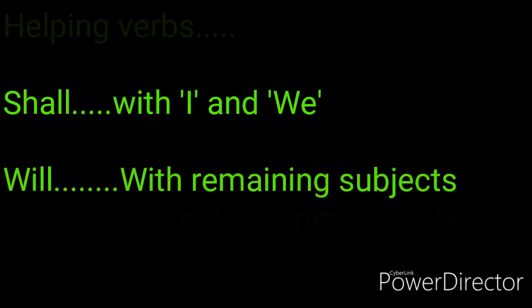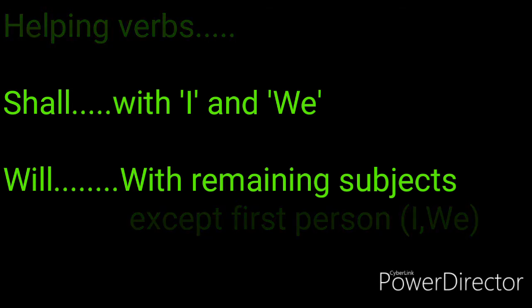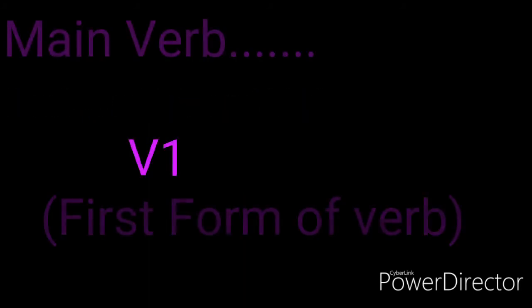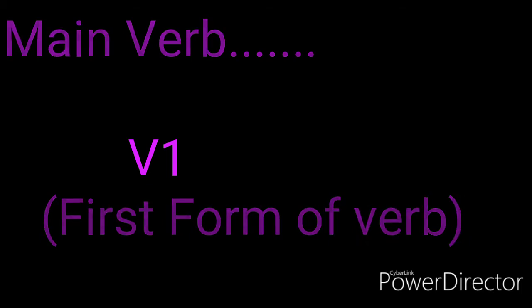Helping verbs are shall and will. Shall is used with first person, that is the speaker. For example, I and we, and will is used with remaining subjects except first person. So with all subjects we use will except I and we. And the main verb which is used in simple future tense is the first form.